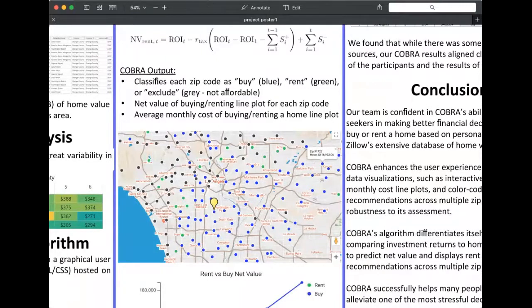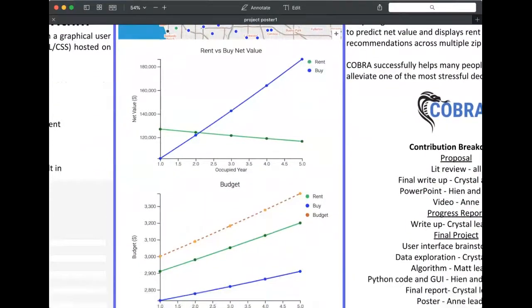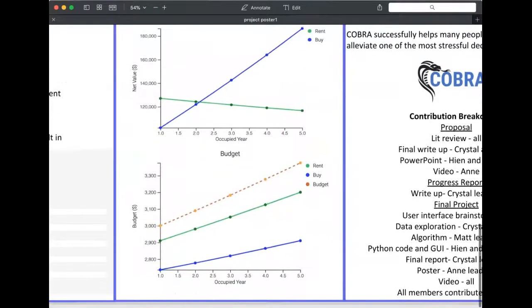This tool produces a color-coded map with the rent, buy, and exclude recommendations. Additionally, our Python algorithm builds a rent versus buy value over time line graph and a budget line graph.